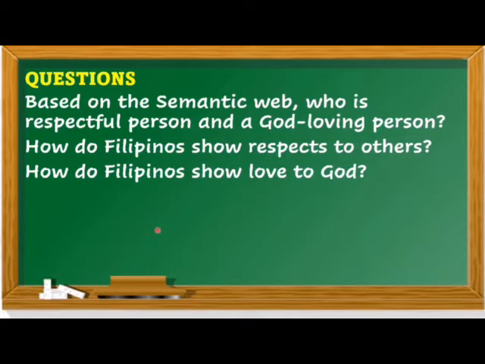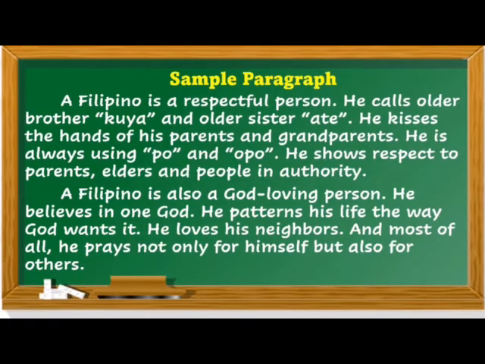So here are the questions based on the semantic web. Who is a respectful person and a God-loving person? The main topic is the Filipino. How do Filipinos show respect to others, and how do Filipinos show love to God? It is all written there in the previous slide. You can just go back so that you can get it. And this is the paragraph composition using the semantic web a while ago. You can just pause the video and then read it carefully.